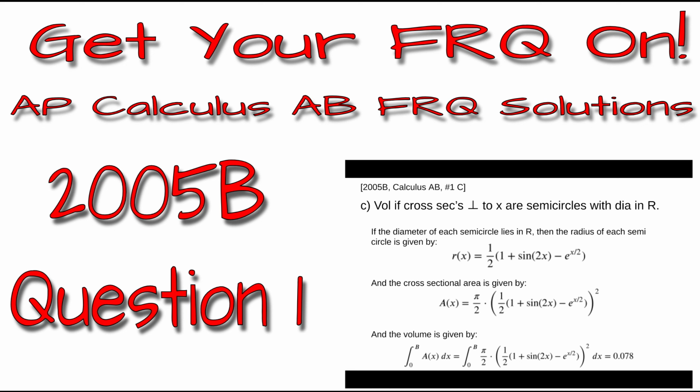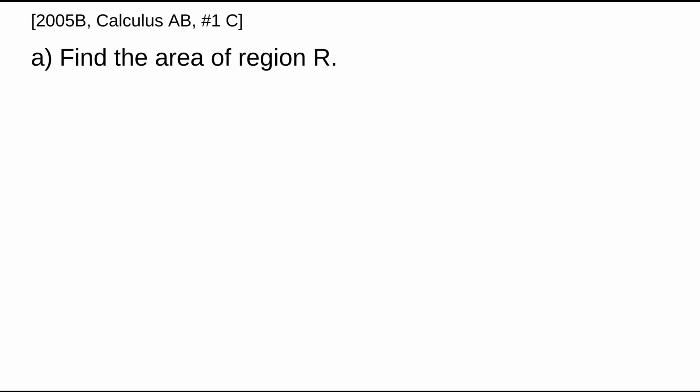In the question stem, we have two functions, f and g, and a region R, which is defined to be the region bounded by the two functions. A graph of this is provided, and it appears as if the two functions intersect at x equals 0 and some positive number. In part A of the question, we are asked to find the area of the region R.